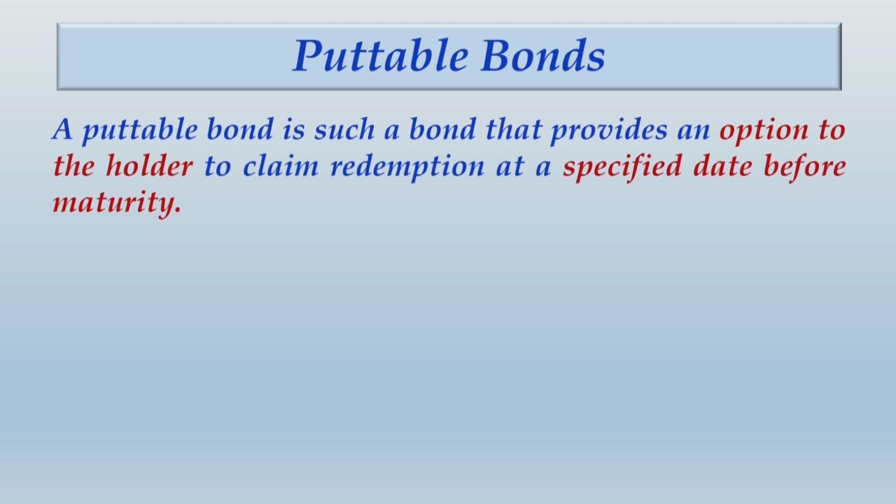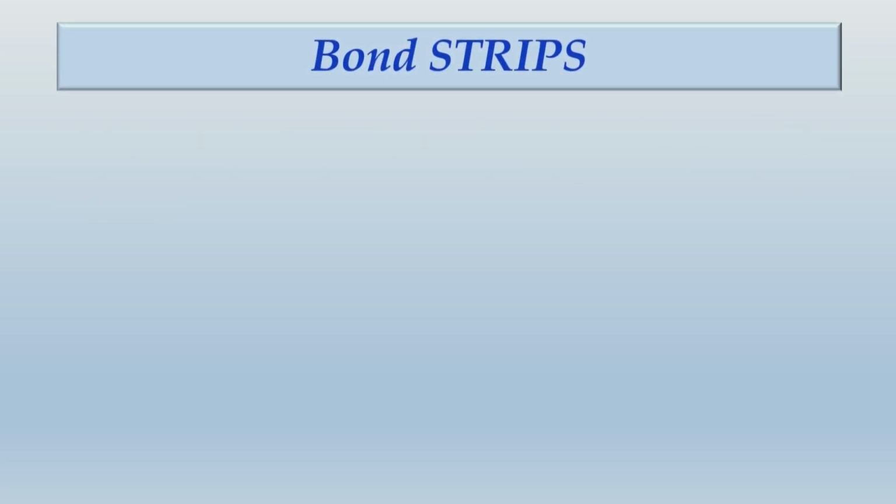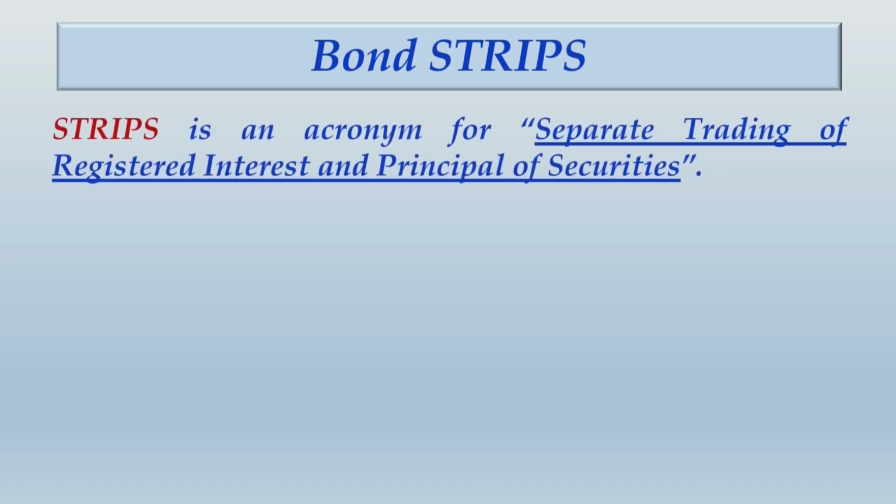Alright friends, you would have finished writing this. Let us move ahead and write a note about bond strips. I have already explained you in detail what are bond strips. Strips is an acronym, that is an abbreviation or short form for separate trading of registered interest and principal of securities.